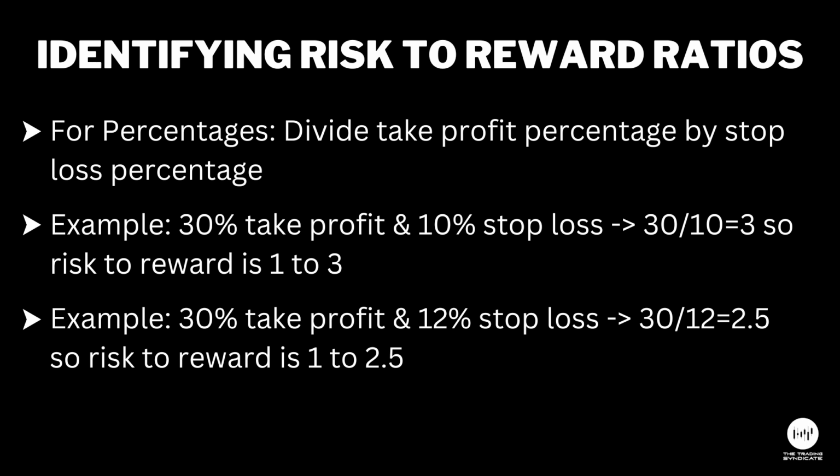Similarly, if your stop loss was, say, 12%, then your risk to reward ratio can be calculated by dividing 30 by 12, which is 2.5. So your risk to reward ratio would be 1 to 2.5. However, say you want to use the art of technical analysis to identify risk to reward through purely looking at the chart. Well, let's move to TradingView and see how you would calculate the risk to reward there.